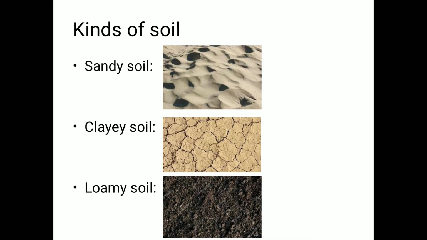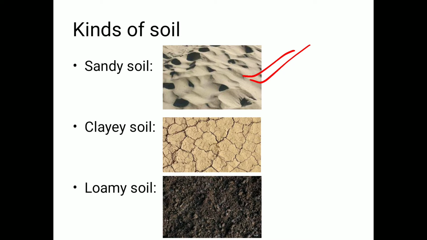So what are the different kinds of soil? There are numerous kinds of soil, but here it is given only three types, so we will just discuss these three kinds of soil. First one is the sandy soil. From the name itself you will know that it consists of sand, and you will find sand mostly on the seashores, or in the desert, isn't it?